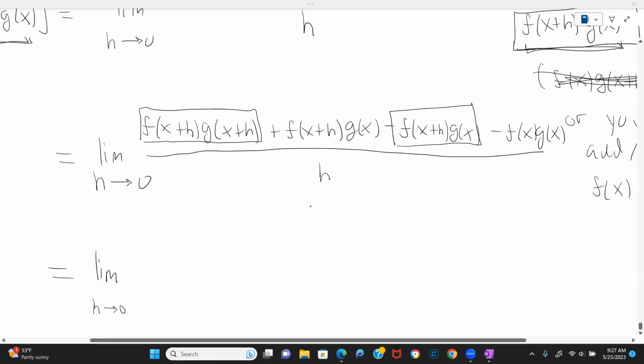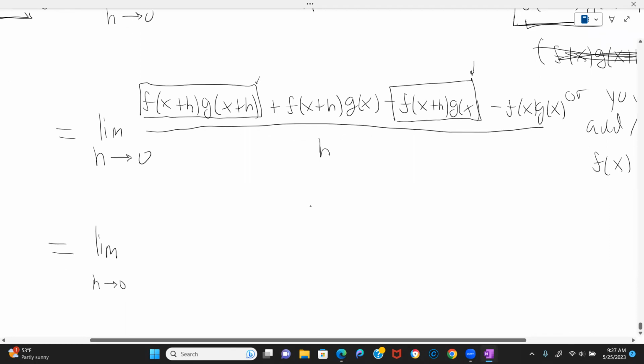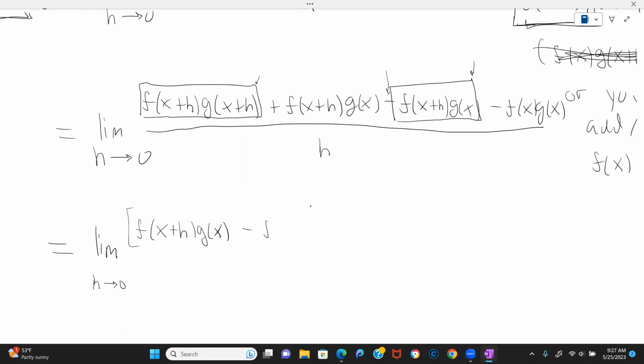So I have these two terms that I squared off right here, and I want to put those together, and then I want to put the remaining terms together. And hopefully you can start to see the derivatives of the individual functions emerge. So we're going to put f of x plus h times g of x in square brackets, and then we have minus f of x. Sorry, that's not right.